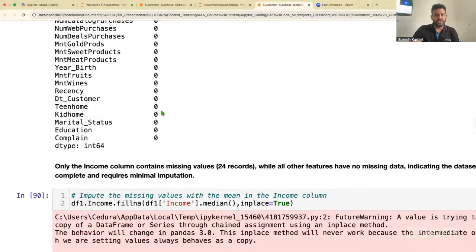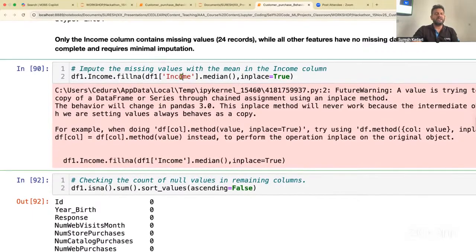Good, good. So I did that. Then income, I'm going with median. I want to be on the safe side. Okay, average or median income of India is this much, or median income of my store visitors is this much. So I'm imputing, but going with a statistical approach. I'm not just guessing.